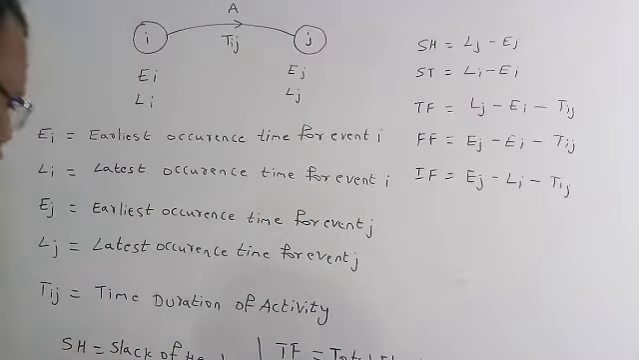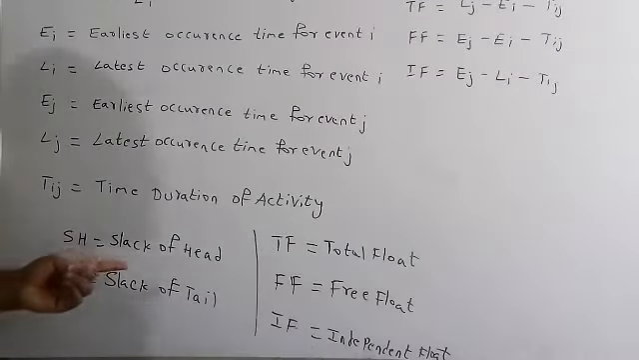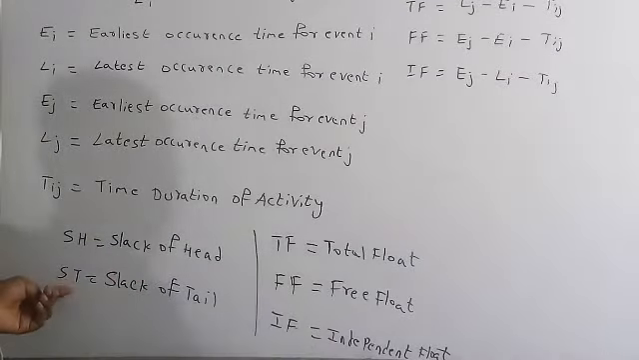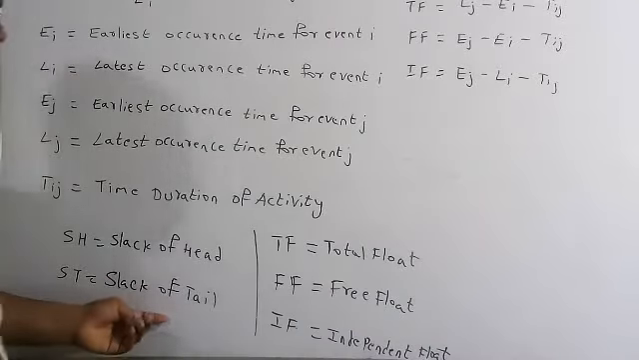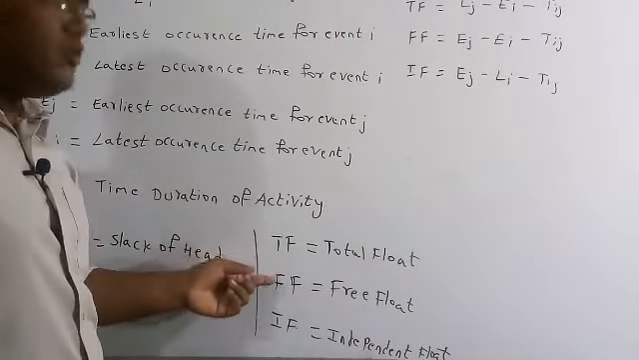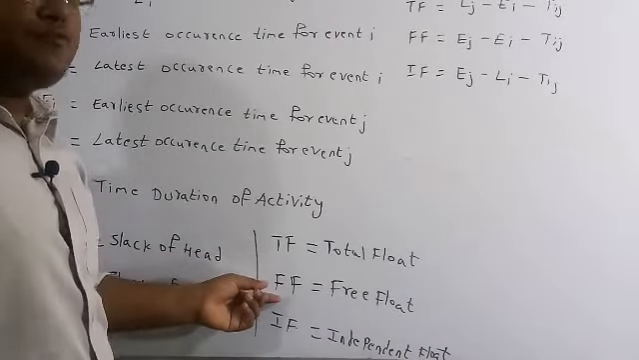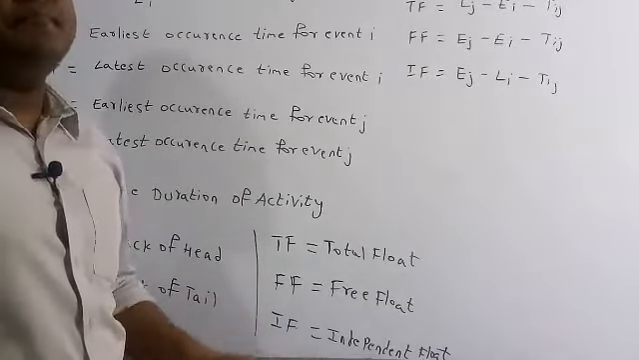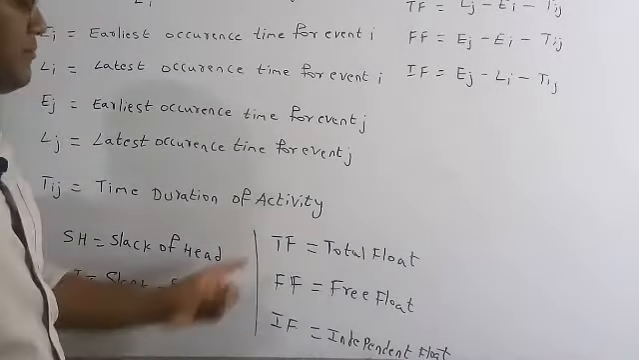So now we are going to discuss the 5 formulas which are regularly asked in competitive examinations. SH is called the slack of head, and similarly ST is called the slack of tail, TF is called the total float, FF is called the free float, and IF is called the independent float. So the easy way to remember these 3 things.